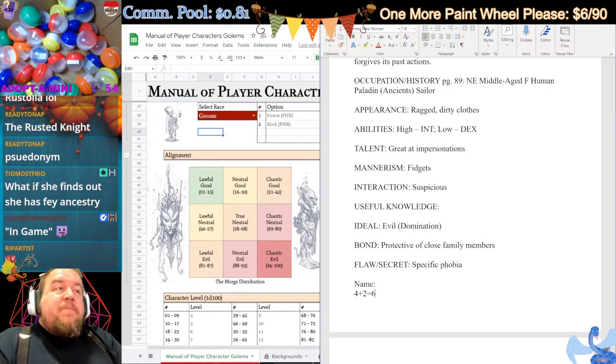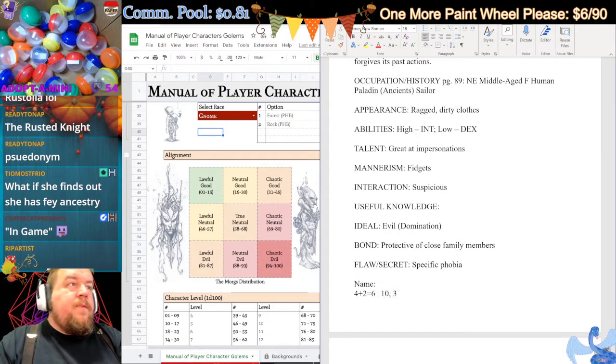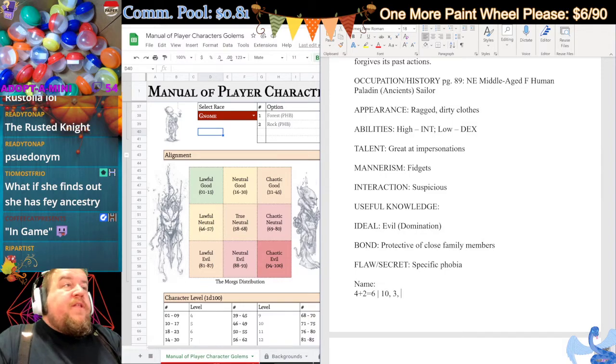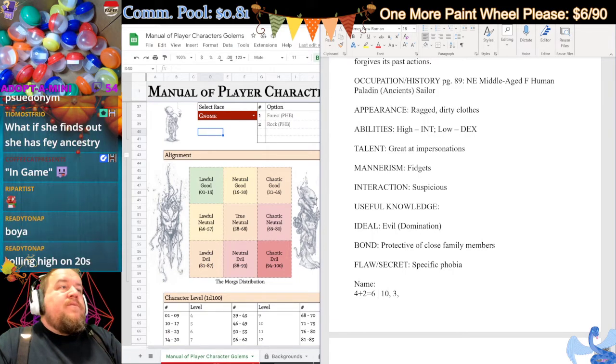Yeah, in game, in Minecraft. 10 and a 3. Let's see. Ready to nap. Will you please type exclamation point 2d20 into chat? 17 and 18.